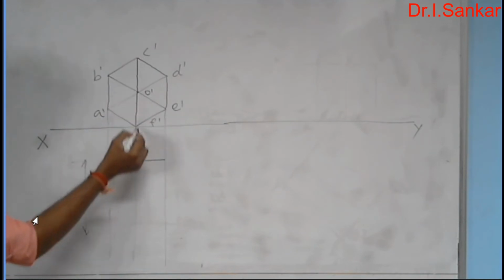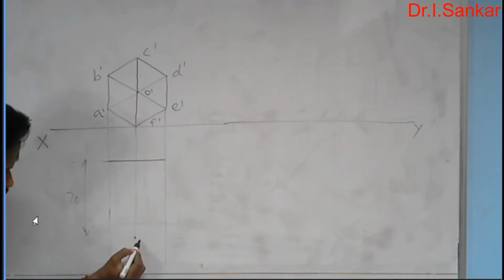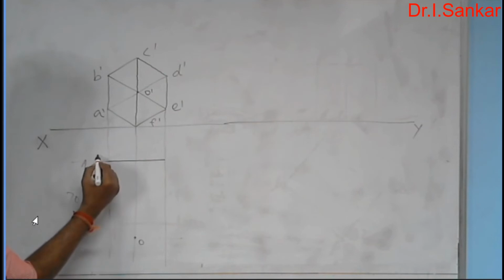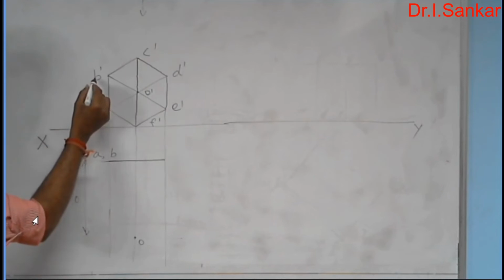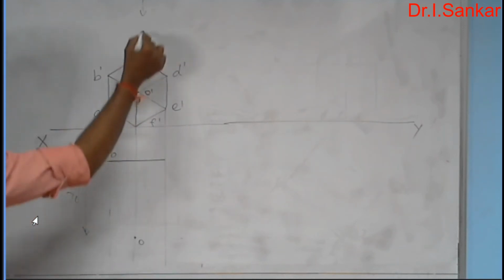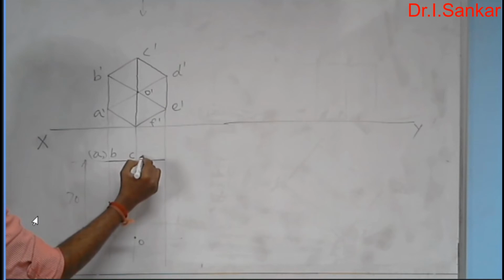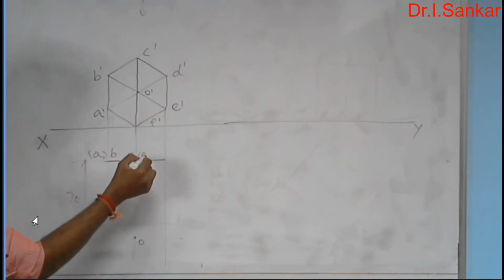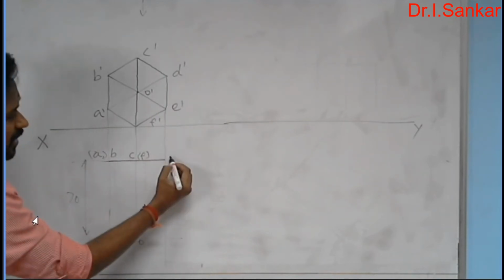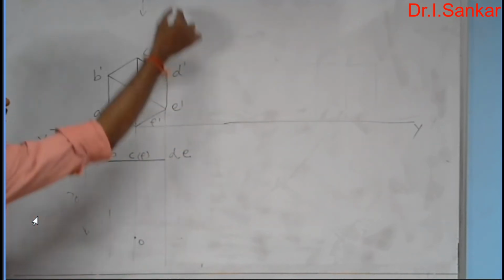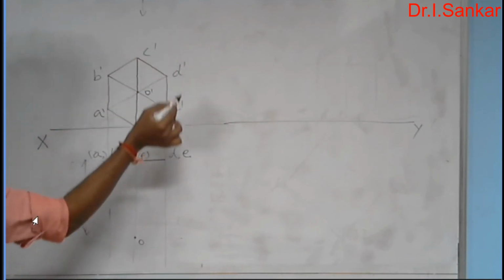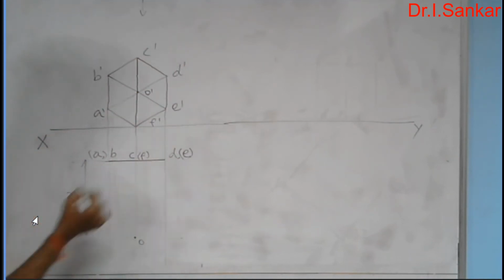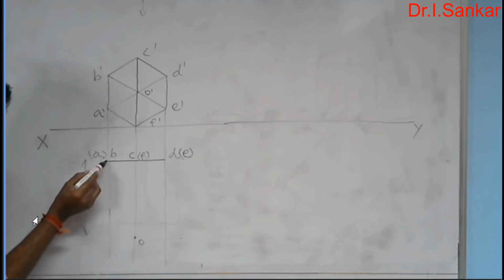Here you need to mark the point O, the apex point, and here it is A, B. When you look from the top, B is visible to you, A is invisible, and here C and F. When you look from the top, C is visible to you, F is invisible to you. So bracket for F, and here D and E. When you look from the top, D is visible to you, E is invisible to you. So bracket for E. Now connect all the base corners with O to draw the slant edges.